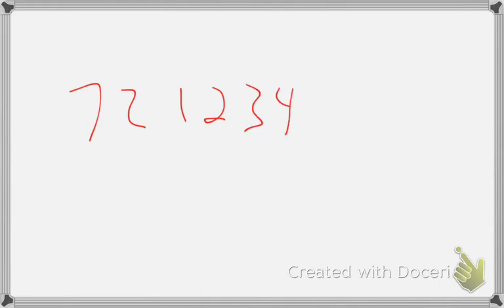I just wrote this. I'm going to add up the digits. 7 plus 2 is 9. 9 plus 1 is 10. 10 plus 2 is 12. 12 plus 3 is 15. 15 plus 4 is 19. So if I add them all up, I get 19.